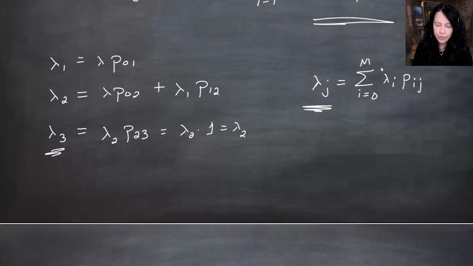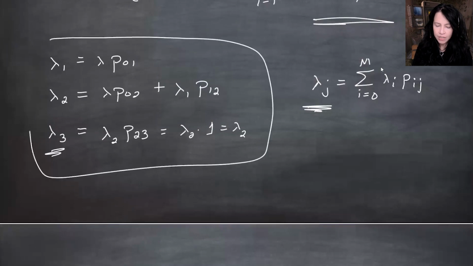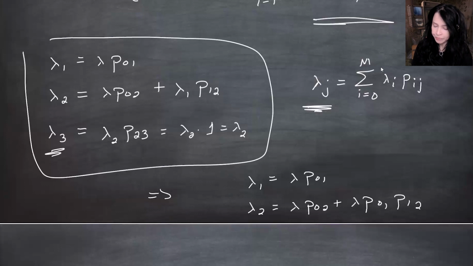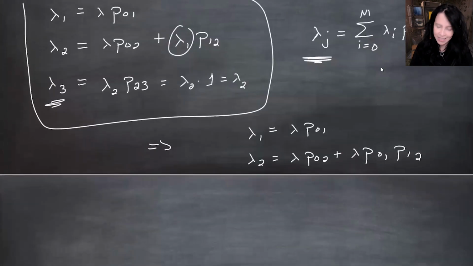Usually you then solve this system of equations, and lambda 1 is solved for. So lambda 1 is lambda P01, those are supposedly known parameters. Lambda 2 is lambda P02 plus lambda P01 times P12. I just plugged in lambda 1. And lambda 3 is the same thing.